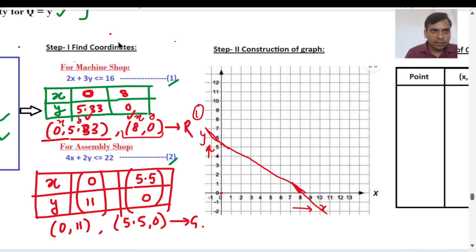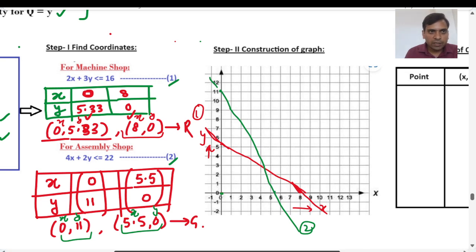And the second line is 0, 11 and 5.5, 0. So 0 on the x-axis, 11 on the y-axis, and 5.5 on the x-axis and 0 on the y-axis. So the first point is 0, 11. This is the location of 0 and this is 11. And the second is 5.5 on the x-axis and 0 on the y-axis. We will match these points. So this is the second line.